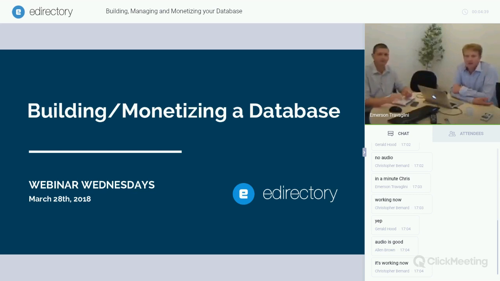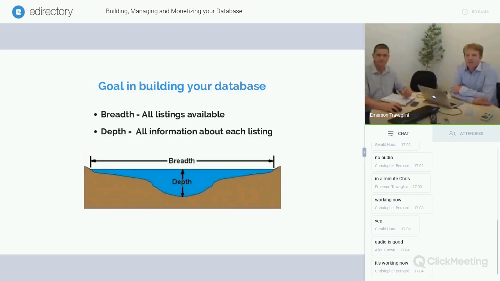Okay, so I guess we'll get started here. Building and monetizing the database. The database is at the heart of your eDirectory application, and really it's the heart of your business. So it's really important that you think about it a lot. How are you going to build the most high-quality database available, and then how are you going to monetize it afterwards? And really, it's an ongoing process, building it and monetizing it. It's something that you're going to focus on from the beginning forever for this type of a business.